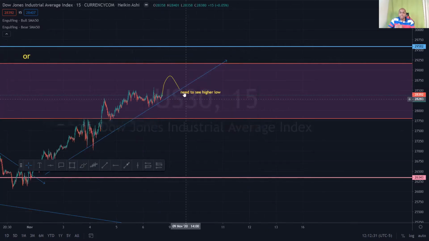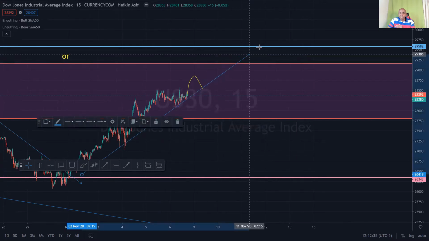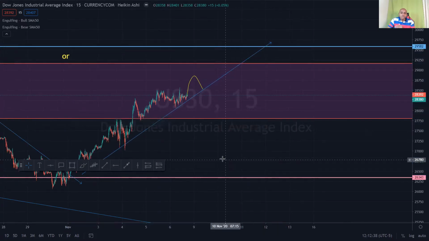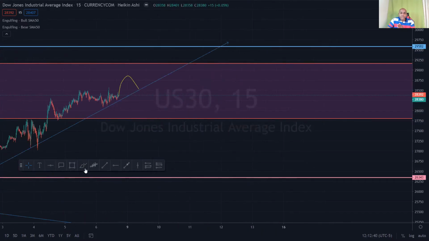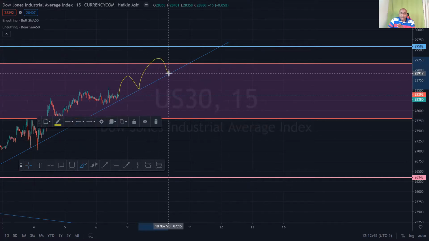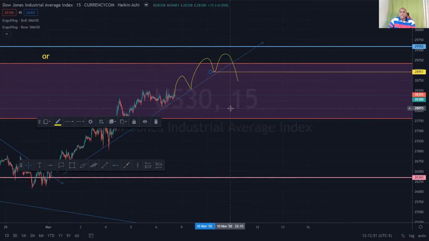So let me remove this. So I'm saying to you that this is the trend line. Once price does something like this, it's making higher highs and higher lows. Once price breaks this low right here, at this point, the basic of trading for an uptrend would have been void.